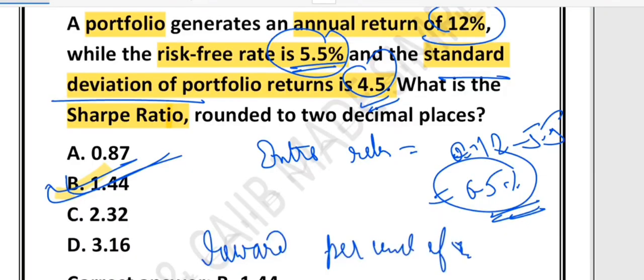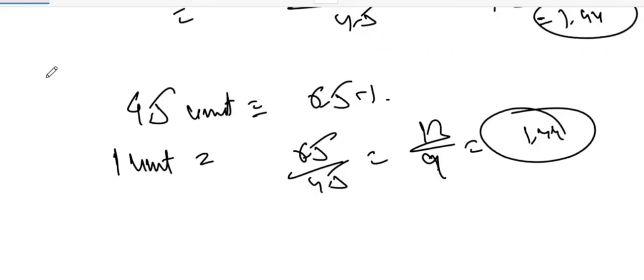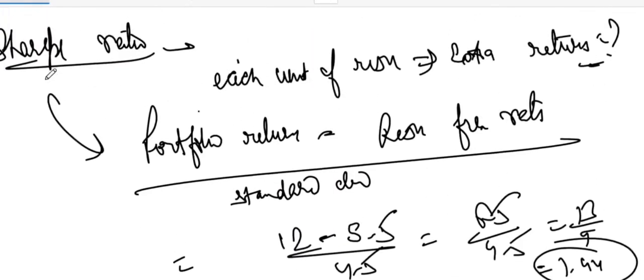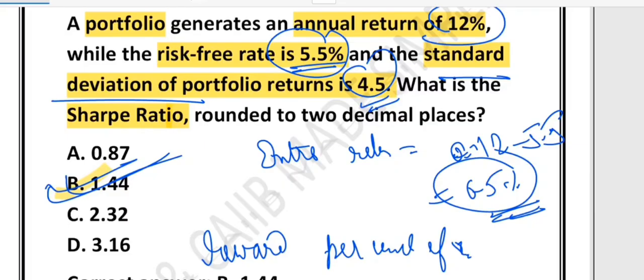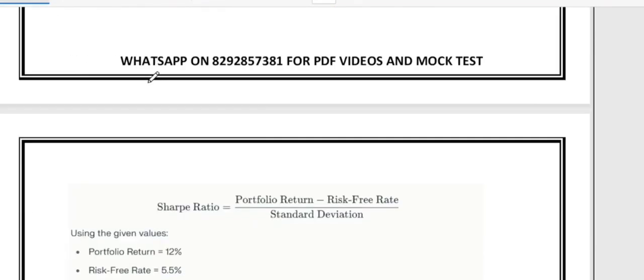See, this way we understand each and every concept. Whenever I provide you a question, I explain each and every part of it, so that you have a clear understanding. Two things to remember here. Again I am repeating, please remember this formula. Please note it down in your notebook. This is a super important formula: portfolio return minus risk-free rate upon standard deviation. And the second thing you need to remember is that the higher the Sharpe ratio, the better the risk-adjusted performance. The question may ask you whether the Sharpe ratio should be higher or lower.